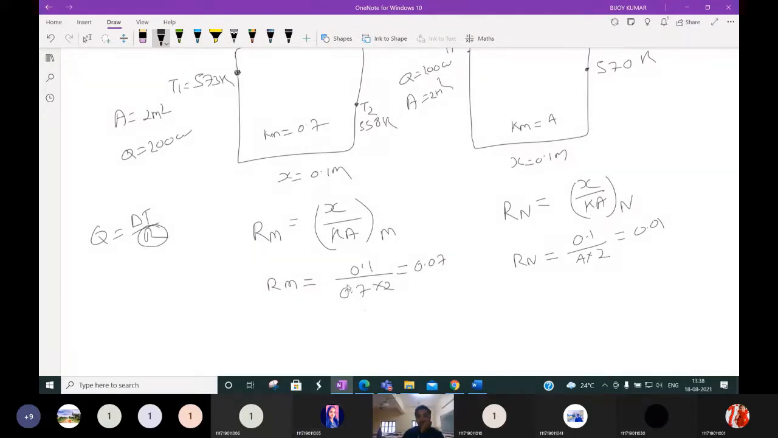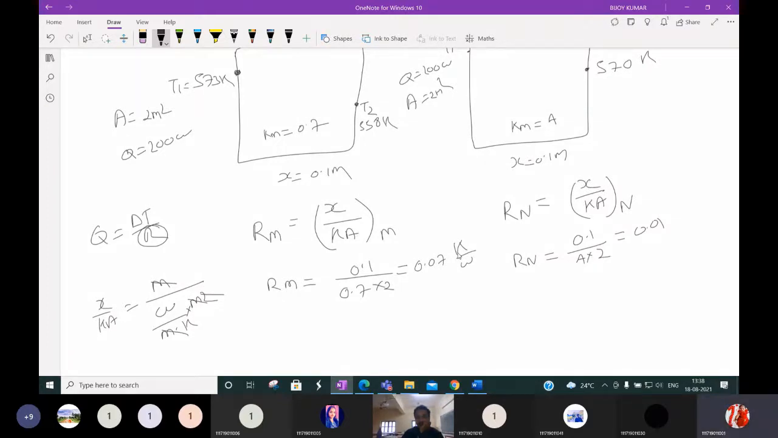So how to find out units? X has the unit meter. Area has the unit meter square. And thermal conductivity has the unit watt per meter Kelvin. So this meter will cancel, this meter will cancel. So the unit should be Kelvin per watt. Yes.